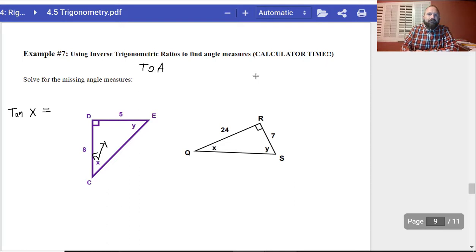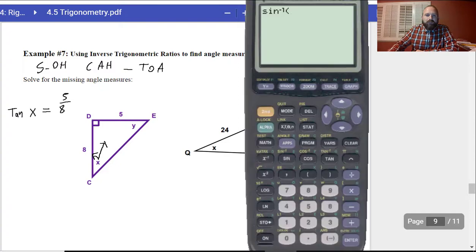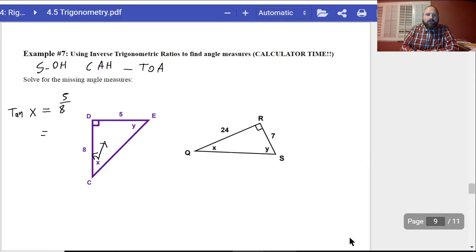So the opposite and the adjacent, the tan of something is equal to the TOA. We should probably write that out so we remember that. So the tangent is the opposite over the adjacent. So what we should do is divide 5 divided by 8. So 5 divided by 8 is 0.625. So we have 0.625 is equal to the tangent of x.